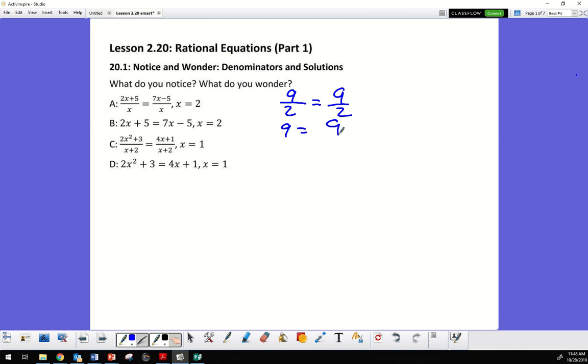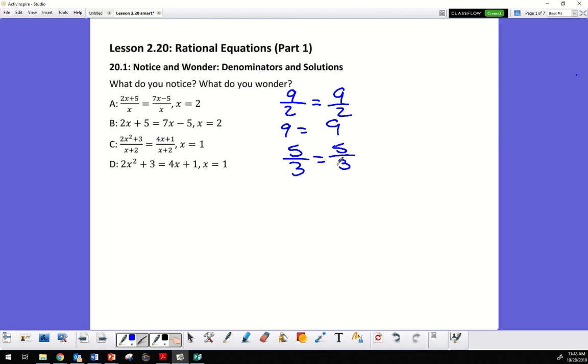For 1, x equals 1. So 2 times 1 is 2, plus 3 is 5 over 1 plus 2, 3. Equals 4 times 1 is 4, plus 1, 5 over 3. 5 over 3. They're equal again. Next one.